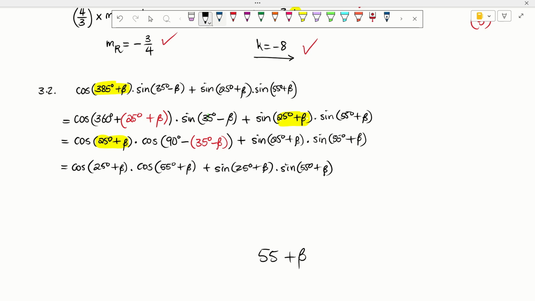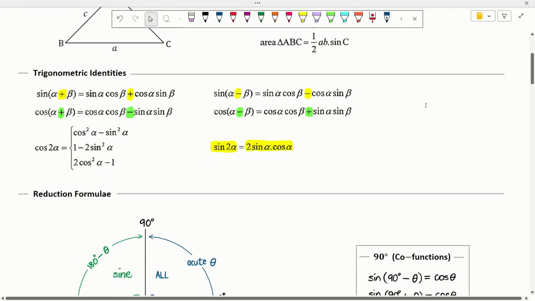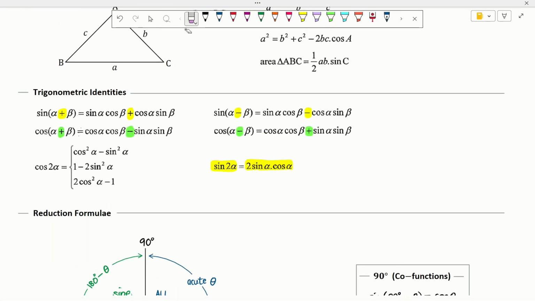And now look at this. This is exactly what I wanted. 25 degrees plus beta, 25 degrees plus beta. So that looks good. And then once again, 55 degrees plus beta, 55 degrees plus beta. So this looks to be an identity that I did in grade 12: cos of something multiplied by cos of another thing plus sine of something multiplied by sine of another thing. That looks to me like this identity. Once again, you go to your formula sheet, you'll find this identity is given to you.